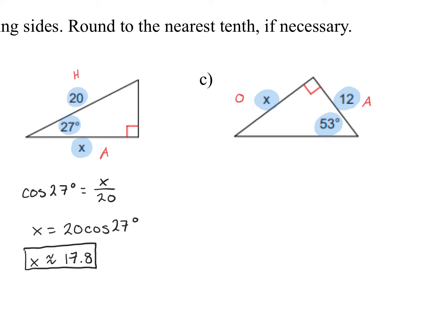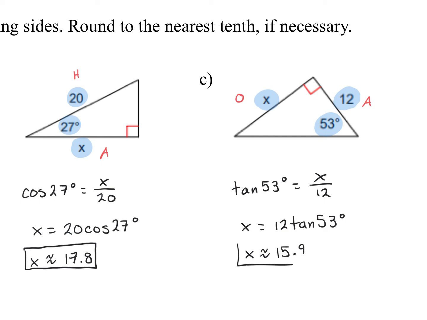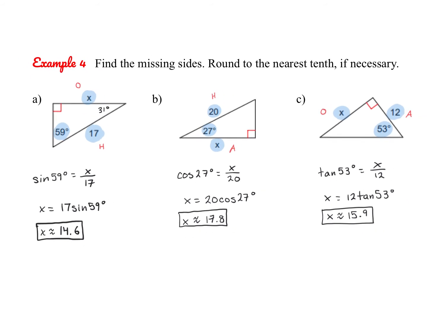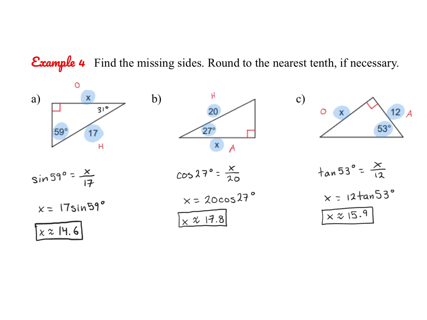So which trig function uses opposite and adjacent? That'd be tangent. So we could say the tangent of 53 degrees equals x over 12. Multiply both sides by 12 to isolate x. So x, again, we'll plug this into our calculator, and we get approximately 15.9. So this is a different use of our trig ratios.